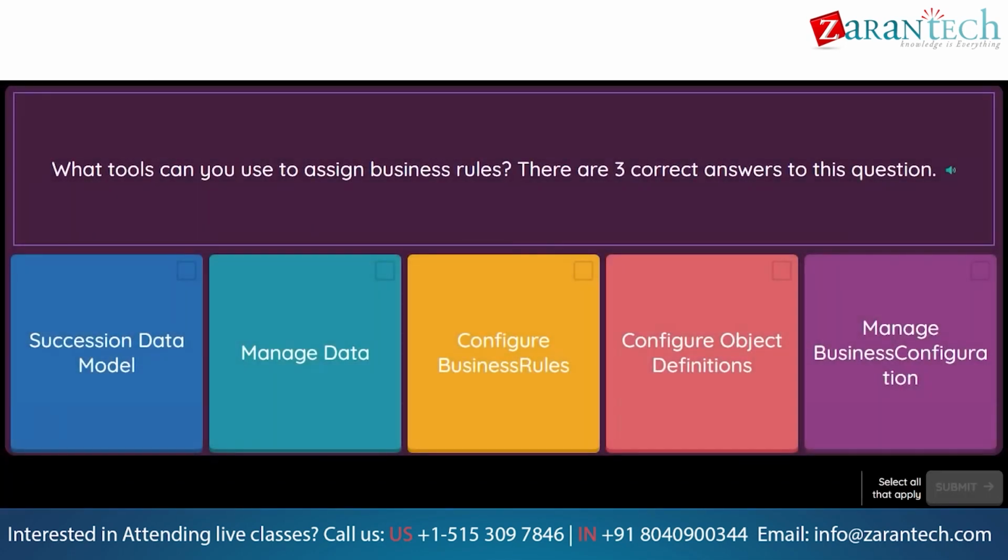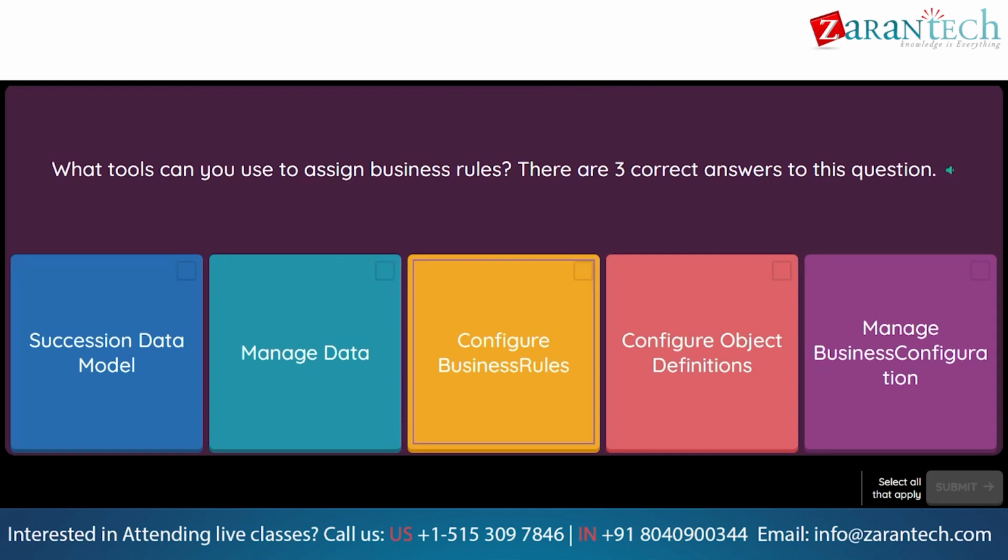Question: what tools can you use to assign business rules? There are 3 correct answers to this question. Option 1: Succession Data Model. Option 2: Manage Data. Option 3: Configure Business Rules. Option 4: Configure Object Definitions. Option 5: Manage Business Configuration.